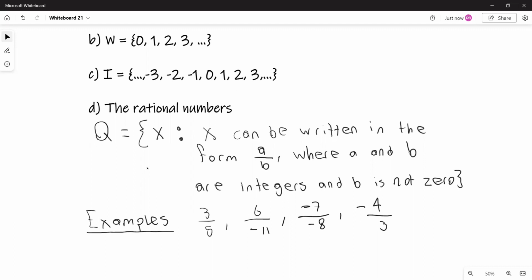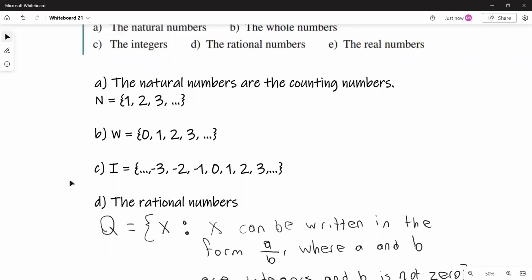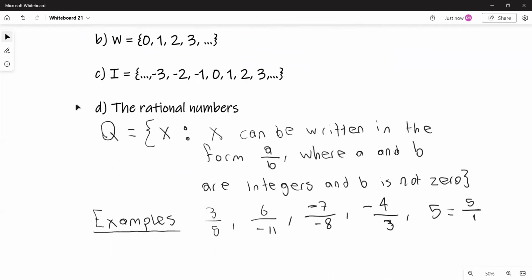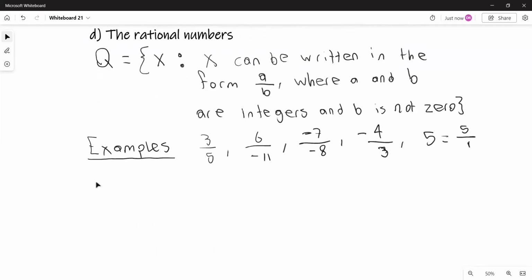And you can see integers as rational numbers with denominator 1. So another could be 5, because 5 is the same as 5 over 1. And the last one is the set of real numbers. So I'm not going to go into details with this one.